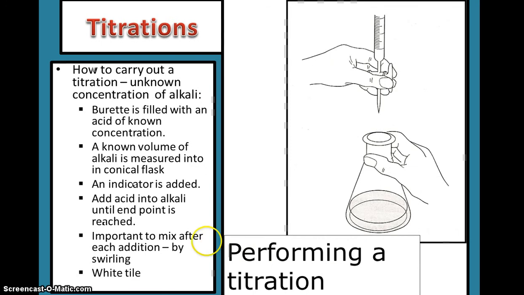So what are the stages? Well, let's say we've got an unknown concentration of alkali, then first of all we fill our burette with an acid of known concentration. We then measure out a known volume of our alkali into our conical flask. We add our indicator, and then we add the acid slowly until the indicator changes colour. Now it's important to mix your solutions together after each addition just by swirling the conical flask, and we also put the flask on a white tile because it just makes it easier to see the colour change.